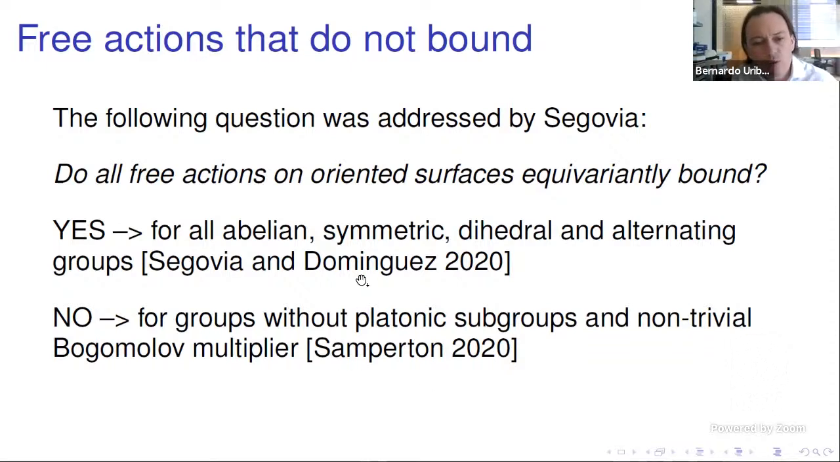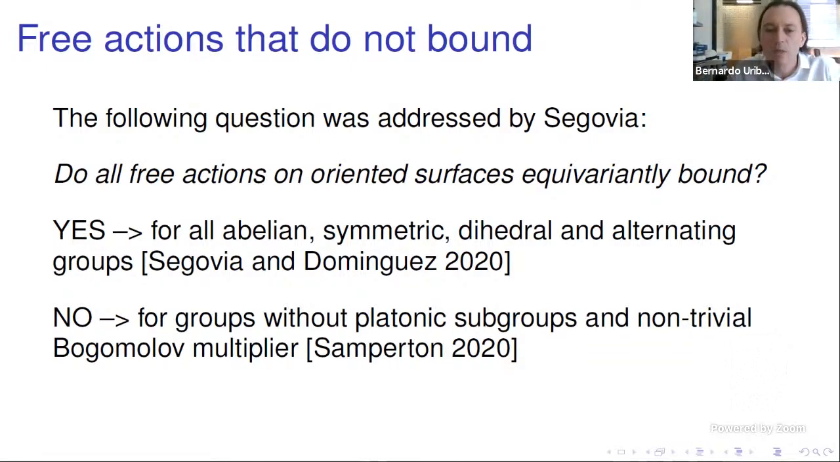And Carlos, with a student of his, has some very nice procedure, combinatorial, using diagrams that I'm not very good at, but Carlos is very good. He proved that if the group is abelian, symmetric, or dihedral, symmetric or alternating groups. So he added the alternating and the symmetric groups to the list of groups on which any surface with a free action bounds.